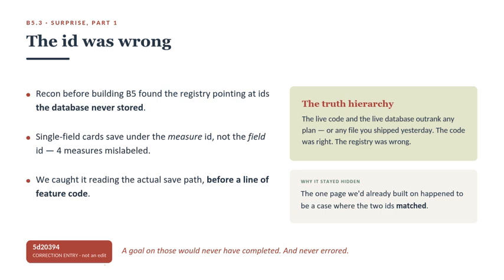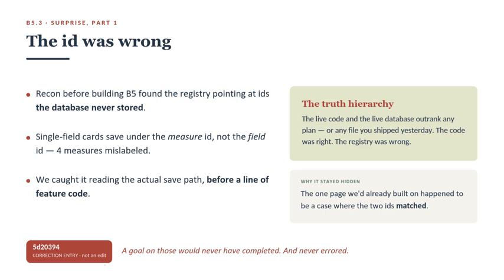We filed the registry by what each test was named, but the save code does something sneaky. For a simple one-answer test, it actually saves your result under the test name, not the field name. And for a handful of tests, these two are different. So the registry was pointing at names the database had never used. A goal set on one of these would go looking for data that wasn't there and just never complete.